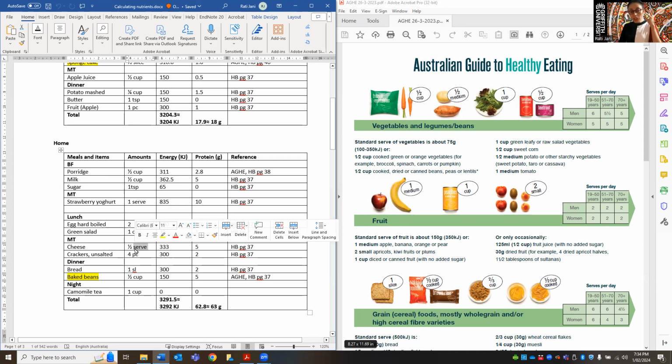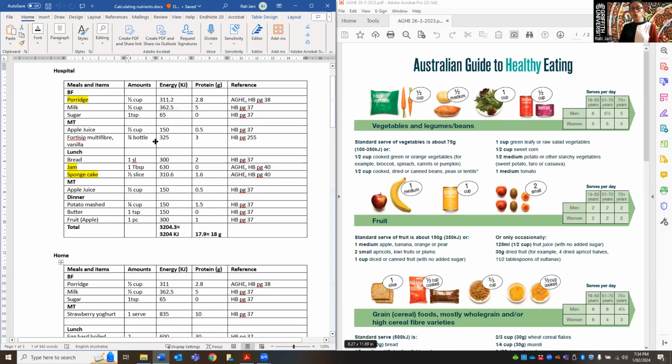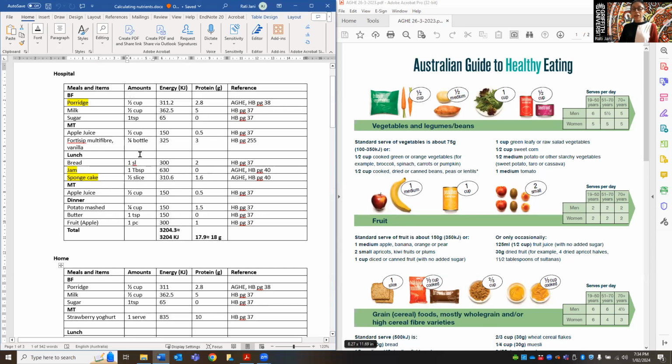The skill here is to convert this information into something from which you can calculate energy and protein. So what do you use to calculate energy and protein when you have porridge, half a cup, written? The rule of thumb is that in your handbook, you have a quick ready reckoner. In the 7th edition, the quick ready reckoner is on page 37.